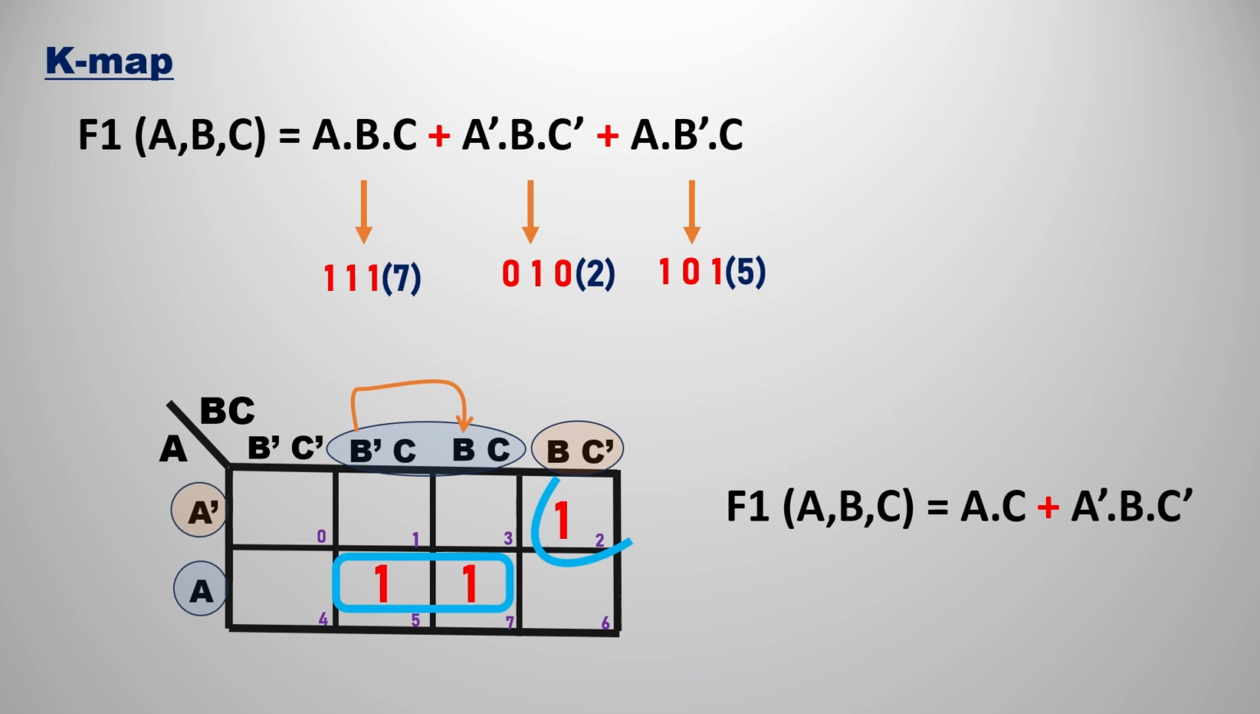So you can see the group in the second row, that is A. So I can represent A. You can observe that B is changing from B bar to B. C is not changing. So the first term would be A into C.